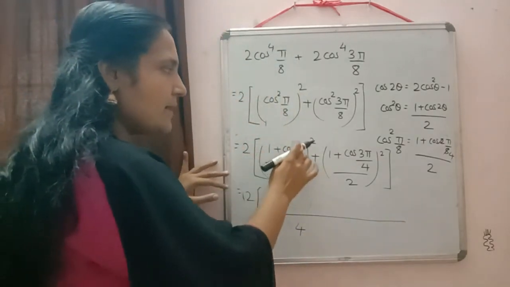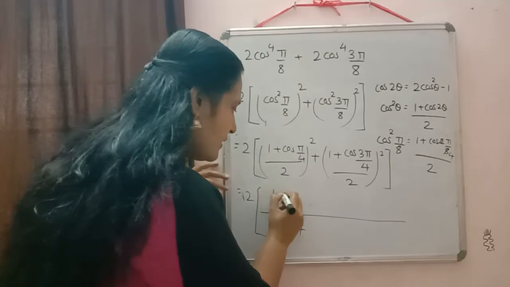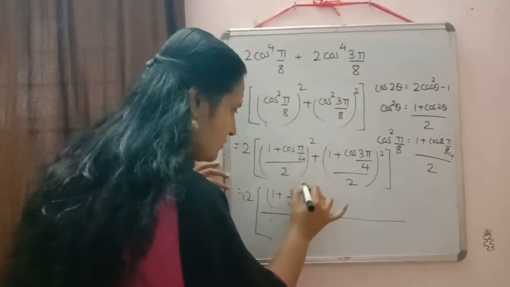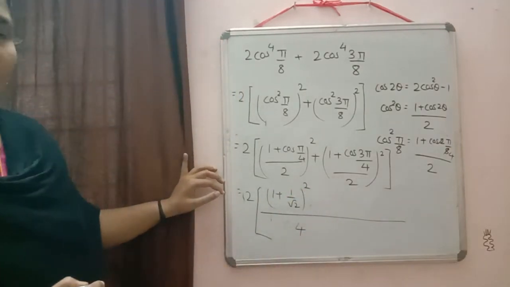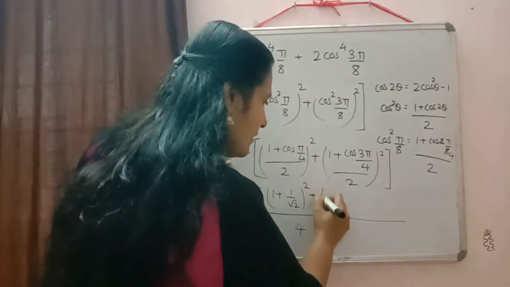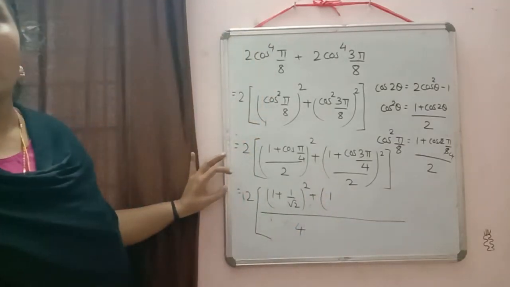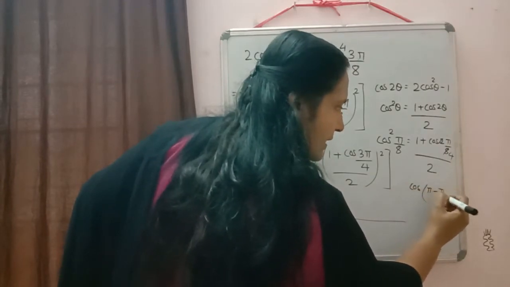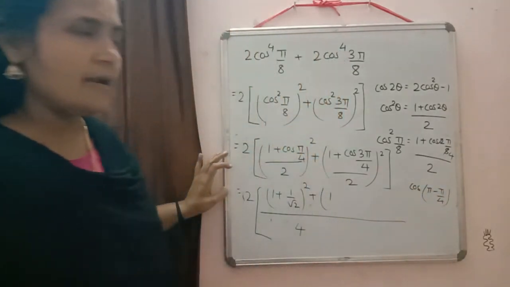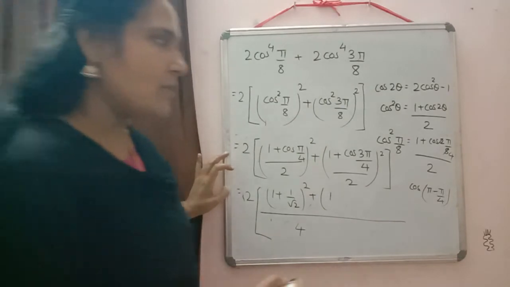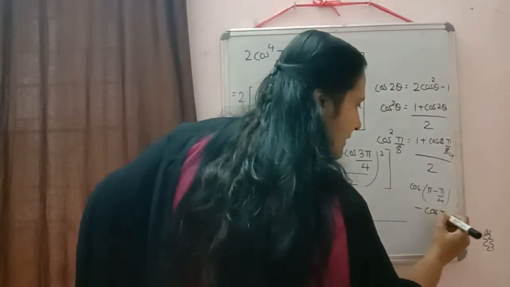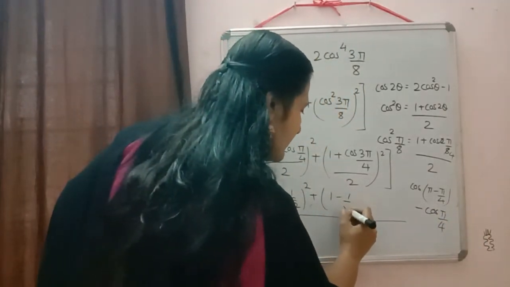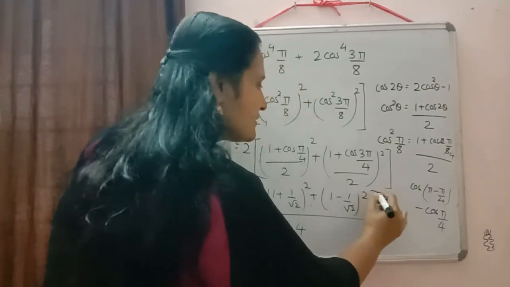The first one is 1 plus cos pi by 4, the whole square. What is cos pi by 4? 1 by root 2. So 1 plus 1 by root 2 the whole square, plus what will be cos 3 pi by 4? Cos 3 pi by 4 you can find out there. That will be equal to pi minus pi by 4. Which quadrant? Second quadrant. In the second quadrant cos is negative, so we will get minus cos pi by 4. Then it will be equal to 1 minus 1 by root 2 the whole square.